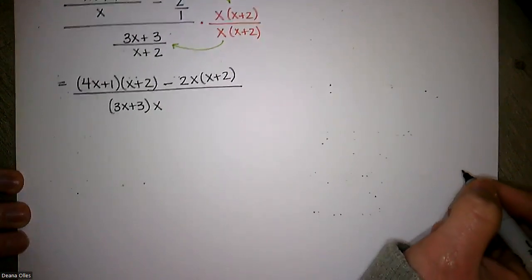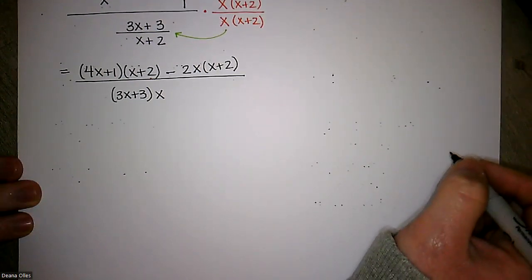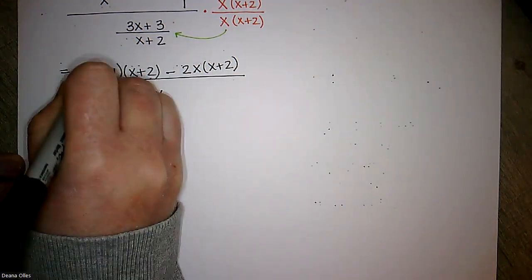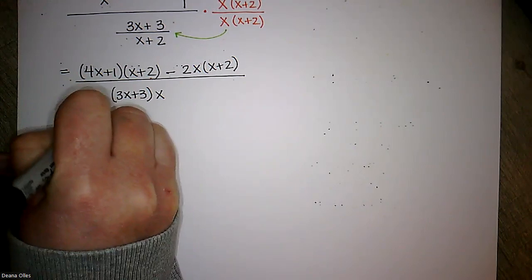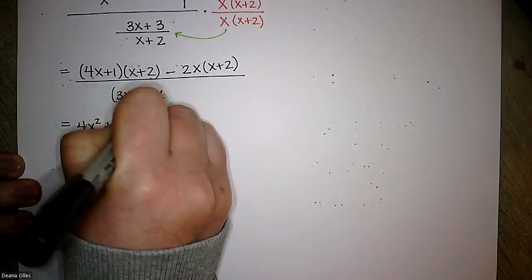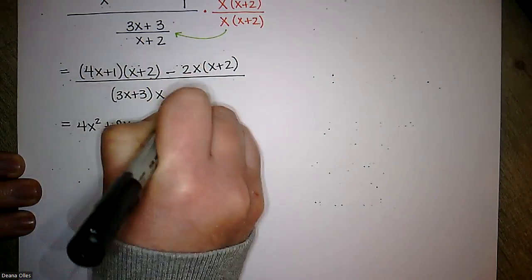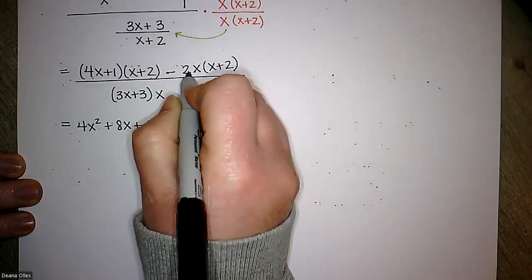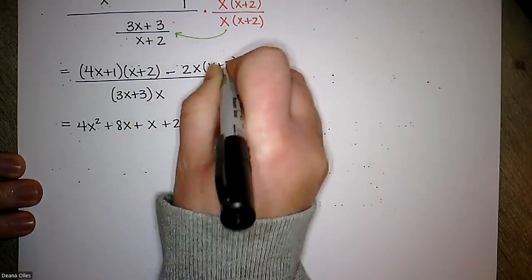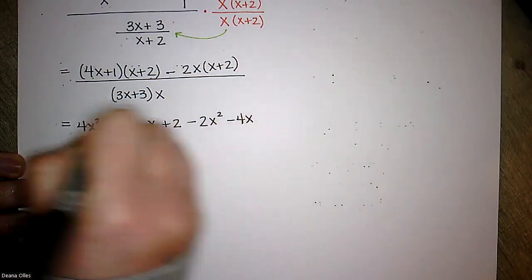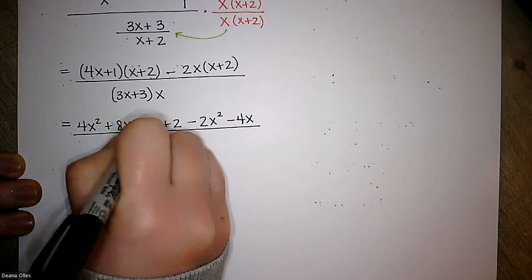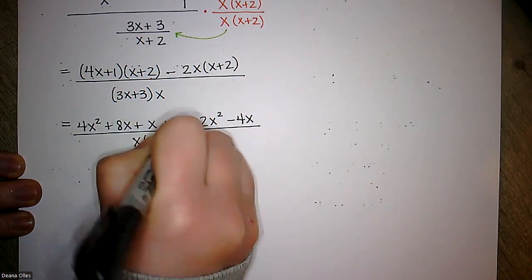All right, I'm actually going to see if leaving my denominator factored might help. Let's go ahead and expand the numerator and just see what happens here. We get 4x squared plus 8x plus 1x plus 2. And then distributing a negative 2x gives me negative 2x squared minus 4x. I don't think it's really going to help us much. We'll take a look. And then down here we have x times 3x plus 3.